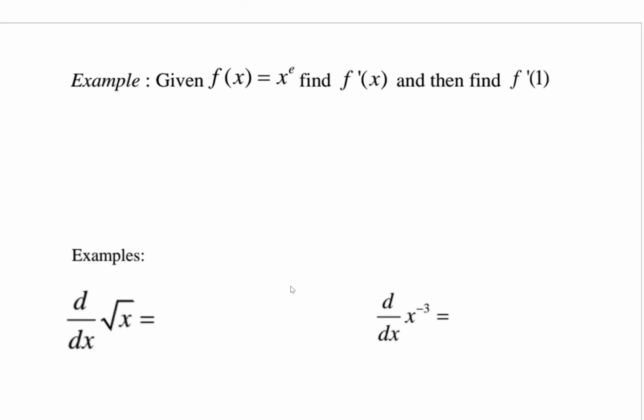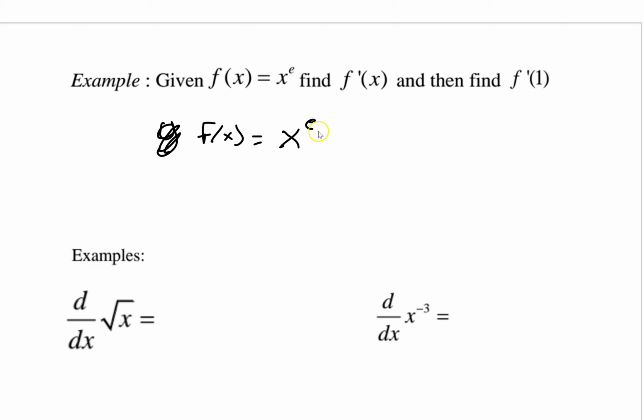Let's do some tougher ones now, because you're like, this is super easy. Oh, it gets a little tougher, a little. So look at this one. Given f of x equals x to the e, sorry. Find the derivative and then find f prime of 1. Now a lot of people get freaked out when they see this. F of x is the same thing as y.